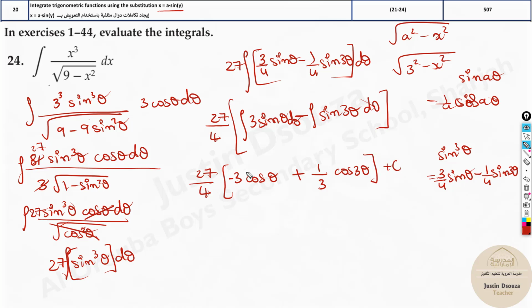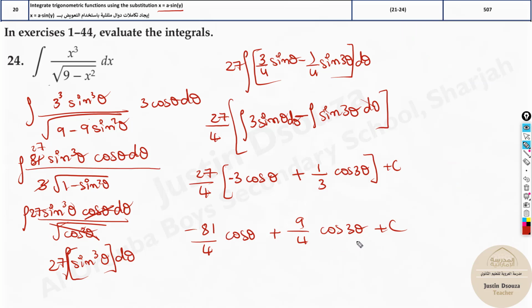Now I'll just multiply this inside. You have to just put it in the calculator and solve it, but 27 times 3 is 81. So 81 minus 81 by 4 cos theta plus, over here what happens is 3 1 times and 3 9 times, so it will be 9/4 cos 3 theta plus c. So this is your final answer.